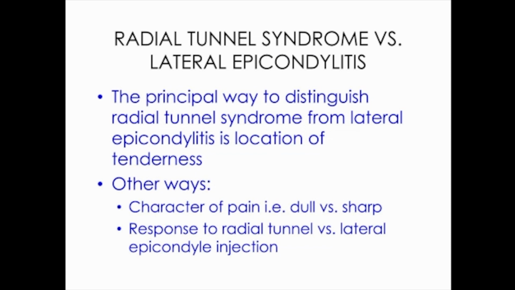So the principal differential diagnosis of radial tunnel syndrome is lateral epicondylitis. And the principal way to distinguish between radial tunnel and lateral epicondylitis is the location of tenderness, i.e., there is not generally tenderness of the lateral epicondyle if the pain is from radial tunnel syndrome, and the converse is the case. The other way, and I mentioned this previously, is the character of the pain. The character of the pain in radial tunnel tends to be dull, whereas the character of the pain in lateral epicondylitis tends to be sharp. And one of the things that can also help you distinguish is the response to injection, be it in the radial tunnel or near the radial tunnel or the lateral epicondyle.